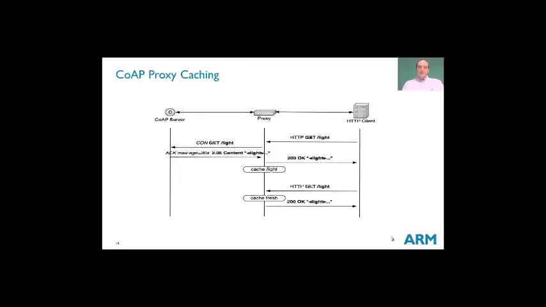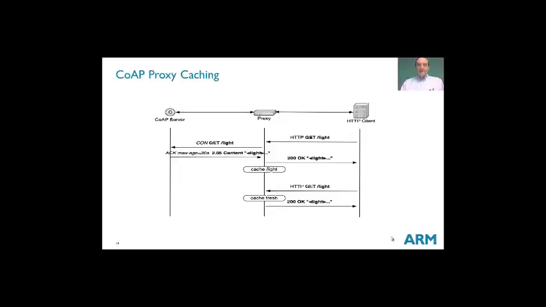In this case, the proxy did not find that value in the cache, so the proxy does a get to the sensor. The sensor returns the content, returns the value to the proxy, along with max age, which says that this value is valid for 30 seconds in this case. And then the proxy responds back to the client. In this case, the client doesn't really know whether the data lived in the proxy or in the server. It basically did a get, and it got a response.